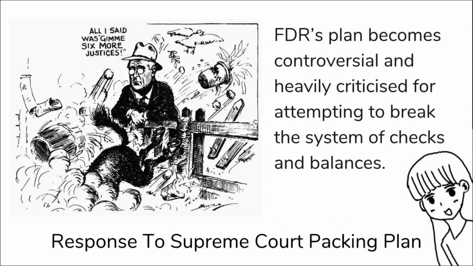And so in this political cartoon, this is the people's response to his plan. Basically, FDR's plan becomes controversial and heavily criticized for attempting to break the system of checks and balances. FDR just sadly replies, "All I said was give me 6 more justices," and people are just throwing stuff at him. People didn't like it.